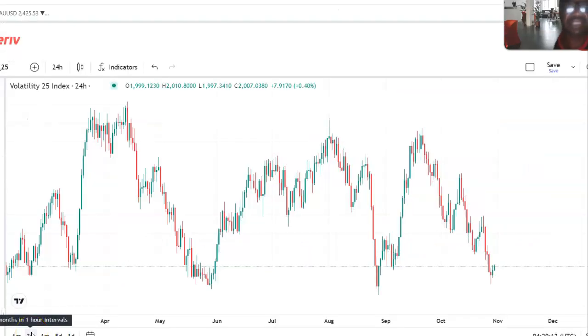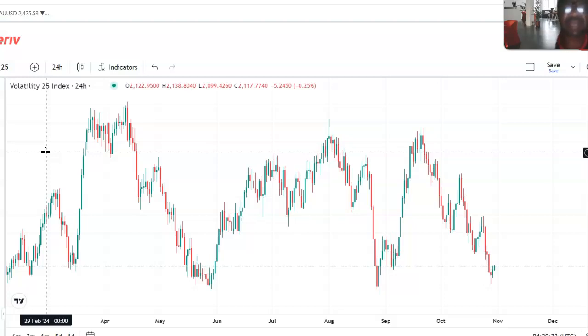All right, this is a chart. This is the volatility 25 index. I don't trade volatility, but I want to use the raw chart to explain how you can draw your trend lines. After you've made your top-down analysis and marked your key levels, support and resistance, the next thing is to draw your trend lines.